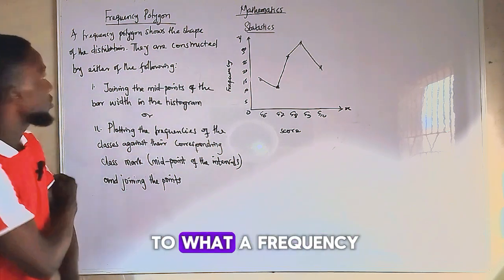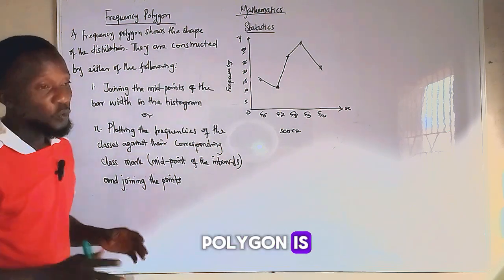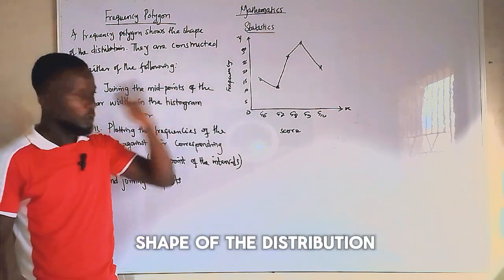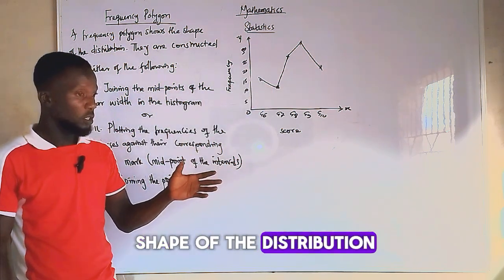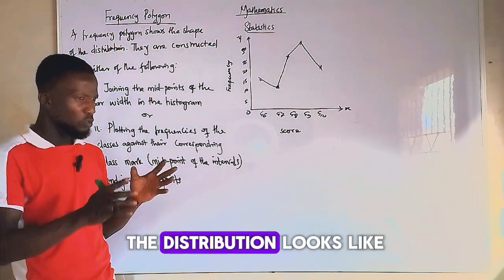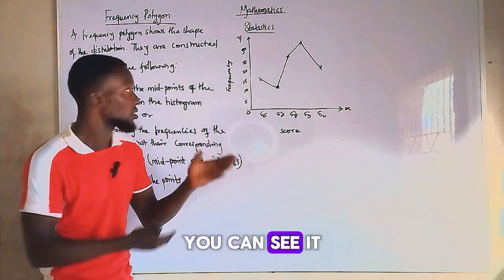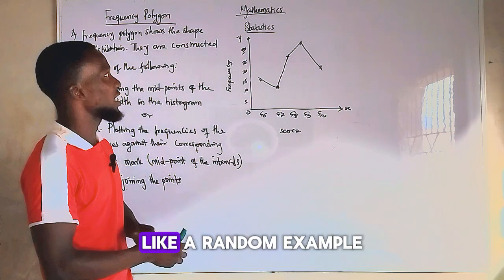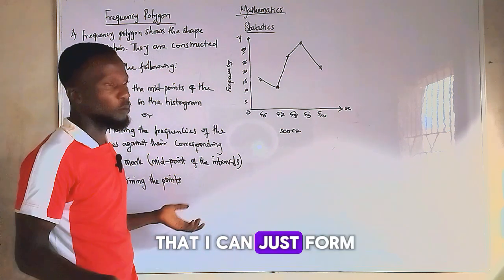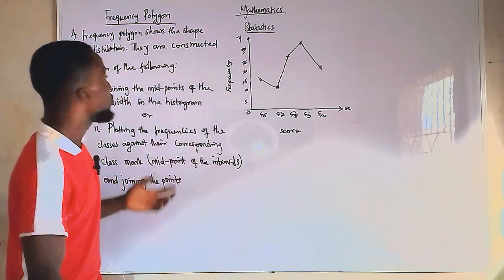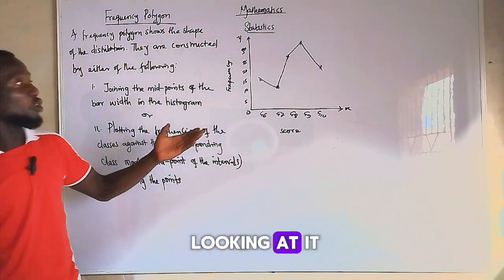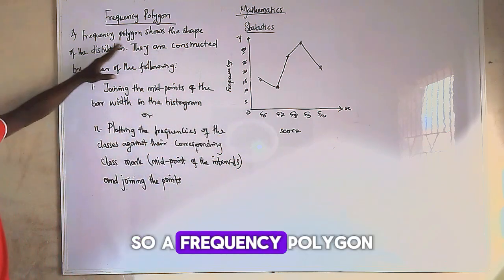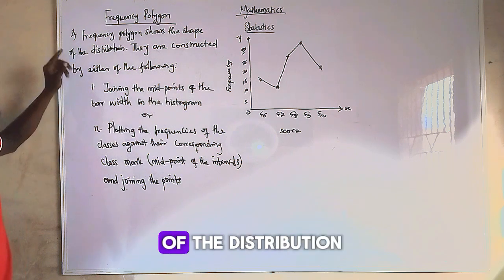We want to quickly go to what a frequency polygon is. Whenever we talk about a frequency polygon, it simply shows the shape of the distribution. It shows us what the distribution looks like. You can see it, even though what we have drawn here is just a random example that I formed from my head. You will discover that merely looking at it, you already know what the distribution looks like. So a frequency polygon shows the shape of the distribution.